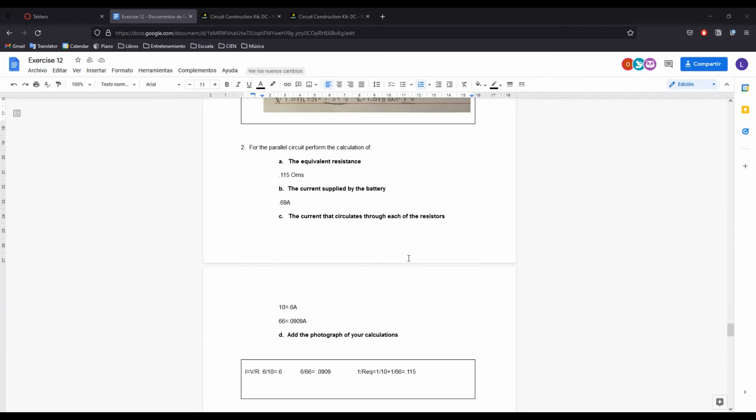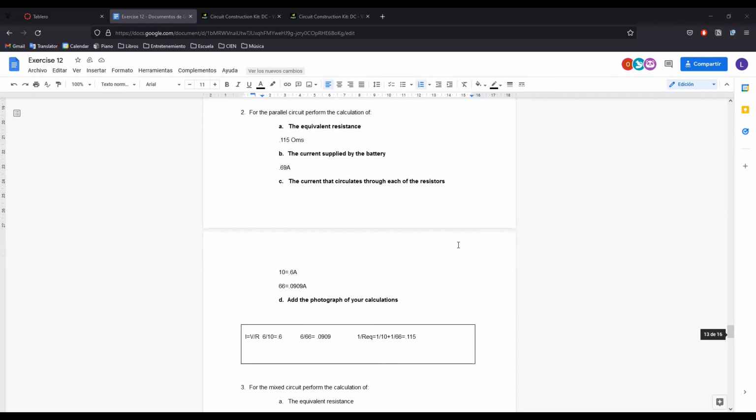First, to get the equivalent resistance, I summed 1 over 10 plus 1 over 66, and that gave me 0.115 ohms. For point B, the current supplied by the battery, I used the simulation to get that.